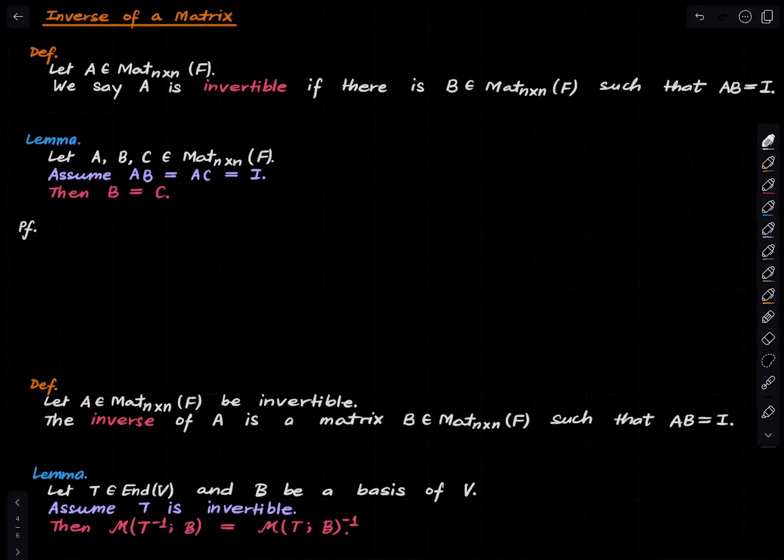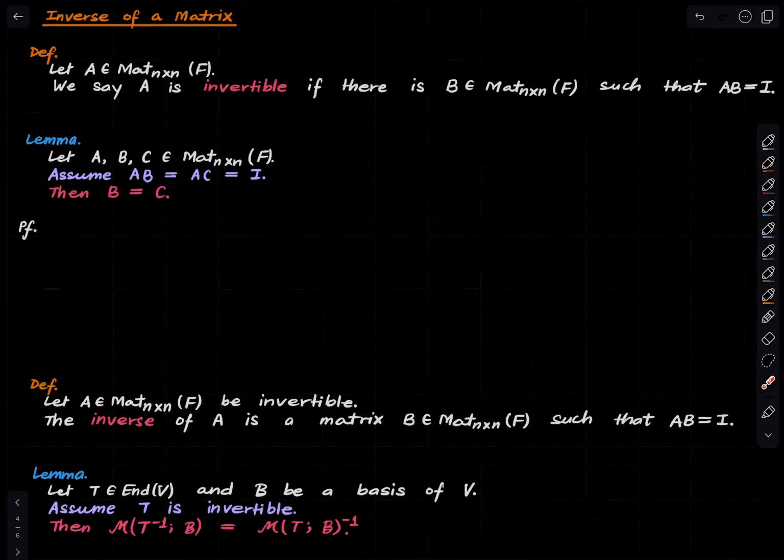We want to define the inverse of a matrix. Suppose A is some n cross n matrix. We say that it is invertible if there is some matrix B, n cross n again, over the field F, such that A times B is identity. By the previous lemma, this equation is the same as saying that B times A is identity, but I don't want to write something redundant. So we have defined what is meant by an invertible matrix.